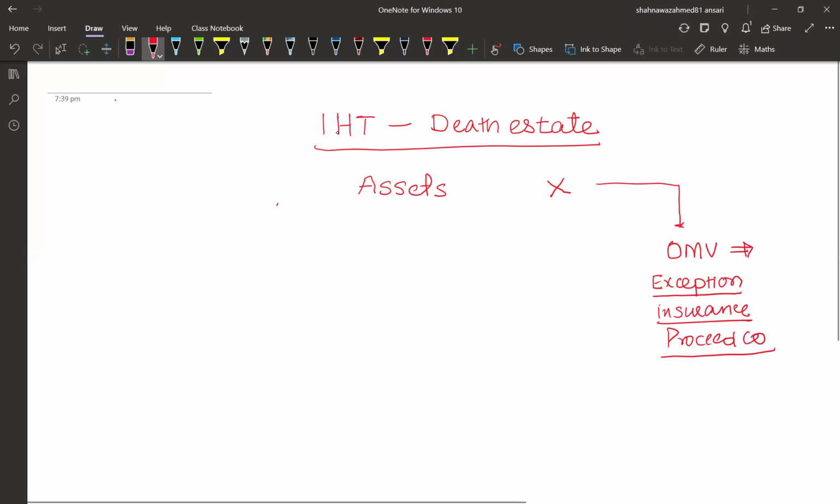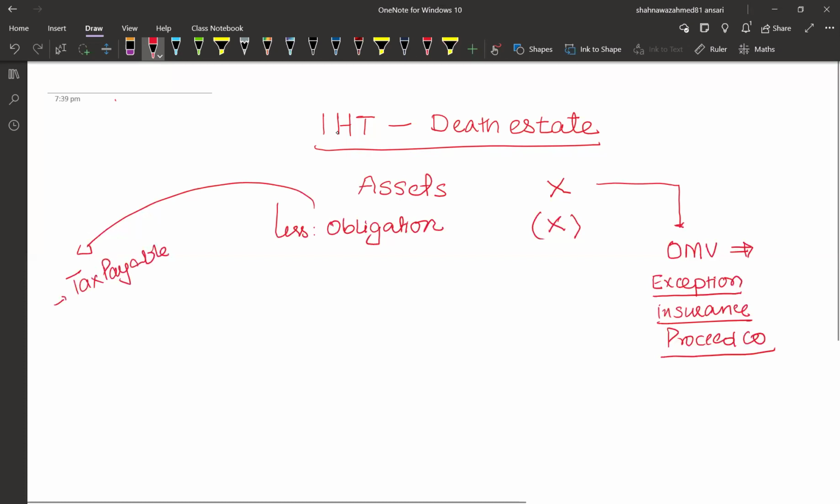Now, from these assets, if there is any obligation, which must be a genuine obligation, that needs to be deducted from the value of assets. But remember, this must be a genuine obligation. Oral promises are not admissible. So suppose that person has a tax liability payable, or any kind of credit card payment, we need to deduct that from the assets. So this is the value of the estate. This is called the value of the estate.